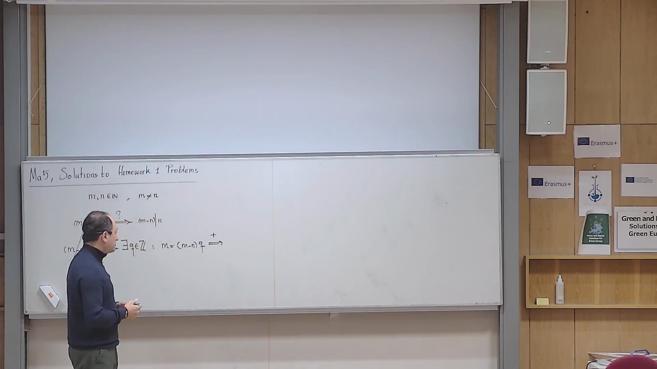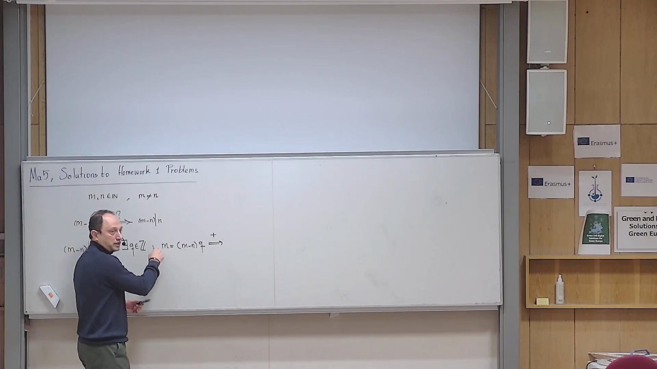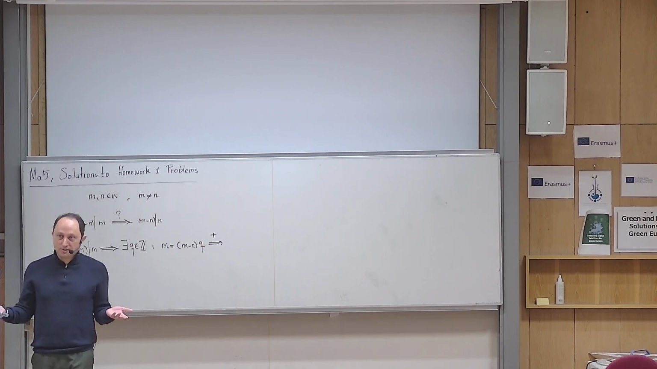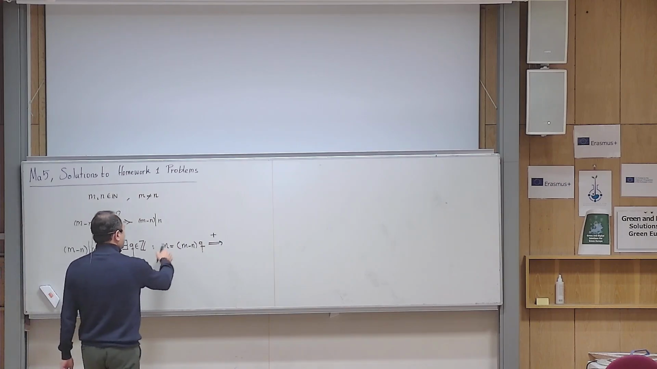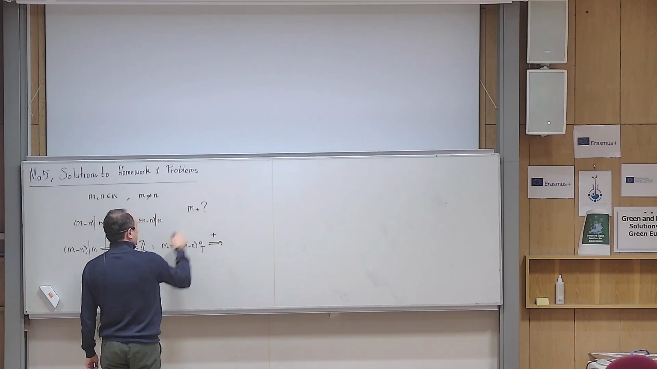But what should I add to the left so that it makes it n rather than m? Then it is extremely simple. You should be able to answer this question immediately. What should I add to m so that it becomes n?